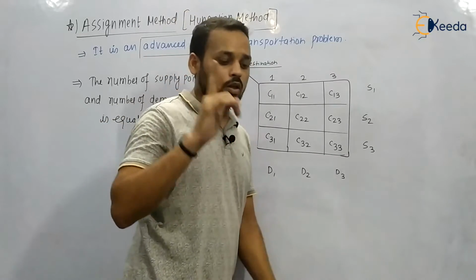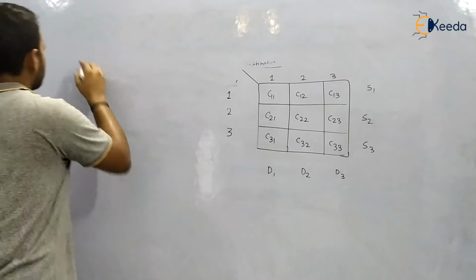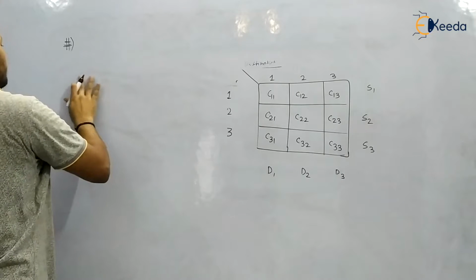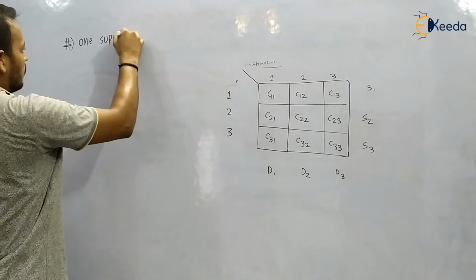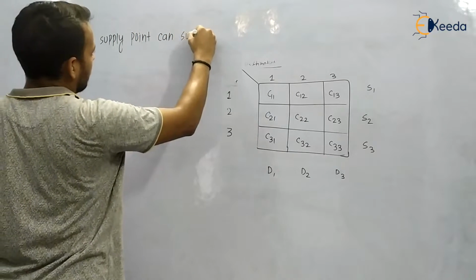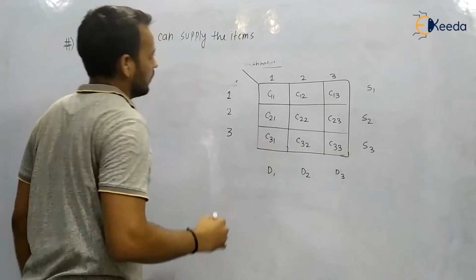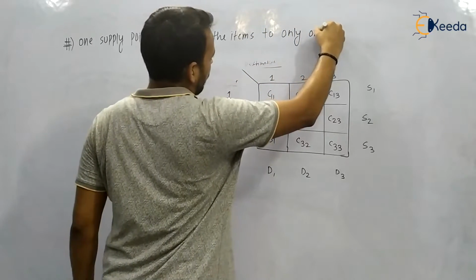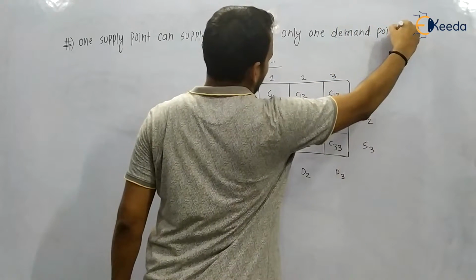One more thing, and it is the most important point for this method. It says that one supply point can supply the items to only one demand point. What does it mean?